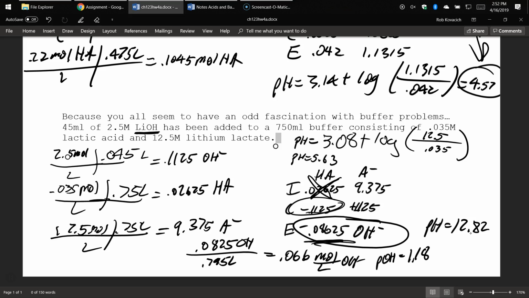So did my buffer work? Nope. It got used up, and then the pH dramatically changed from this 5.6 up to 12.8. So even though it canceled out some of the base that went in, it didn't cancel out enough of it to keep the pH from changing.